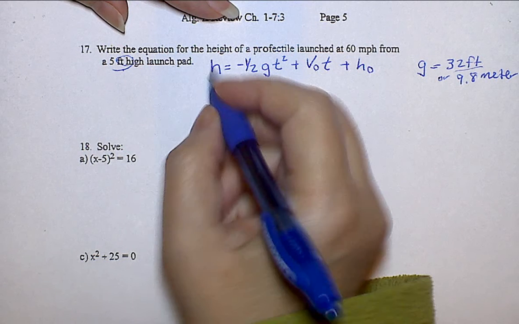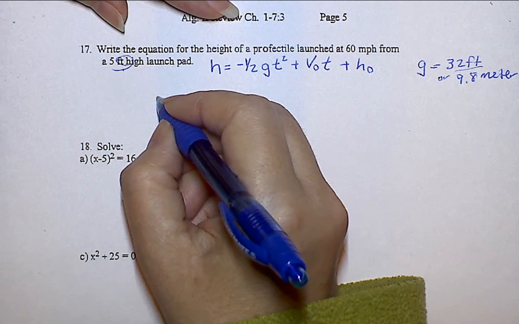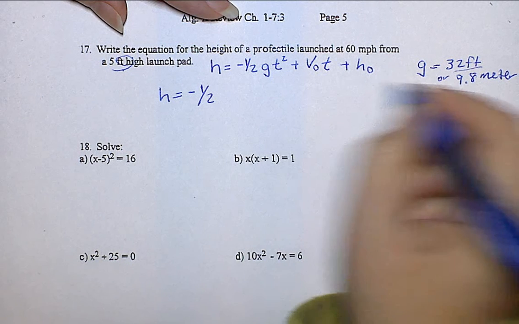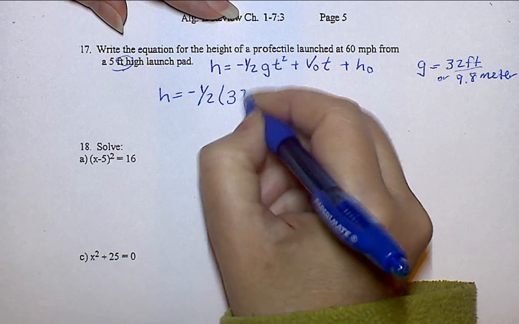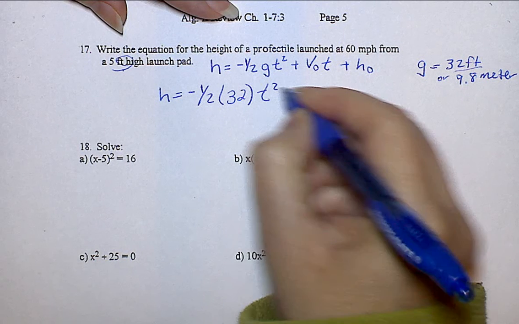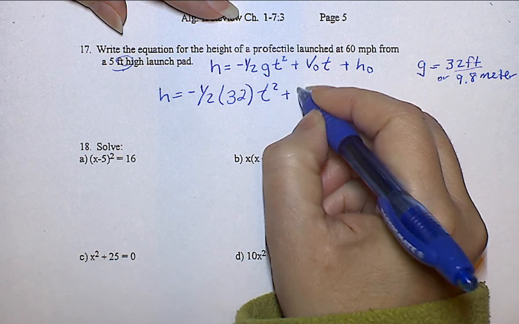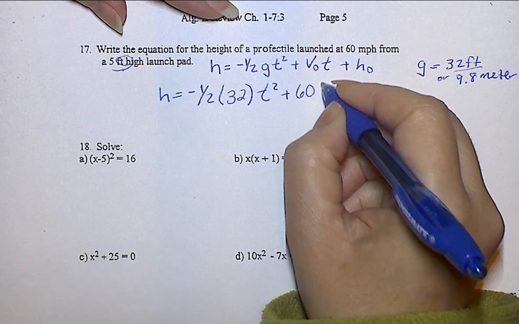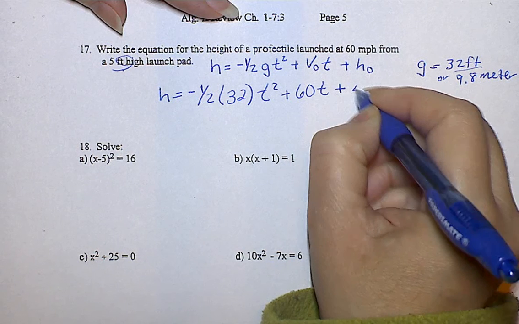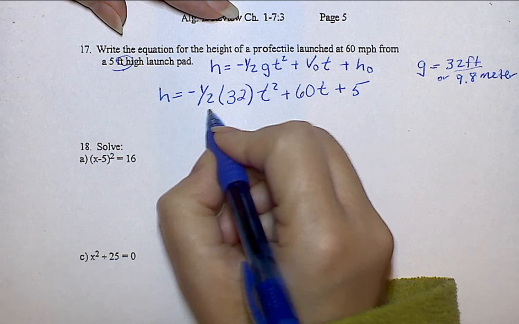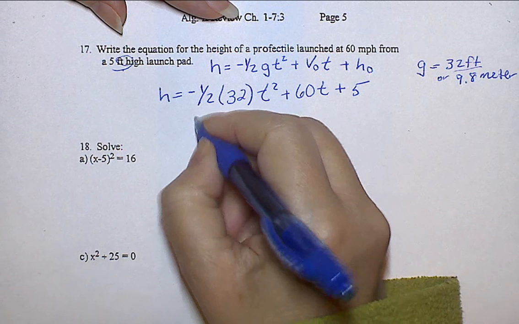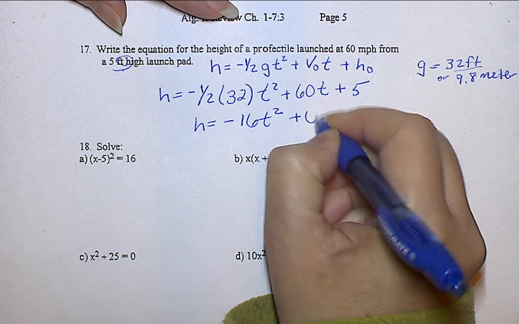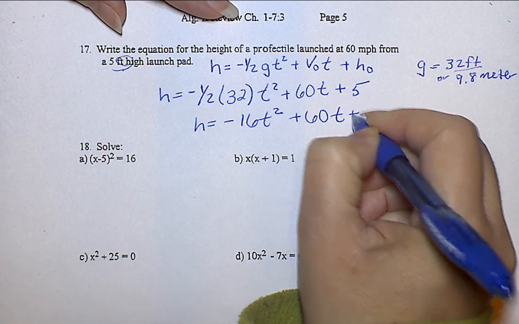So I just want you to write an equation, so you're just going to plug in the numbers. So h is equal to negative 1/2, and g, we're using feet, so we're going to go 32 t squared plus our initial velocity of 60, and we have t, and our initial height is 5. So we just have to clean this part up right there. And we have h is equal to negative 16 t squared plus 60 t plus 5.